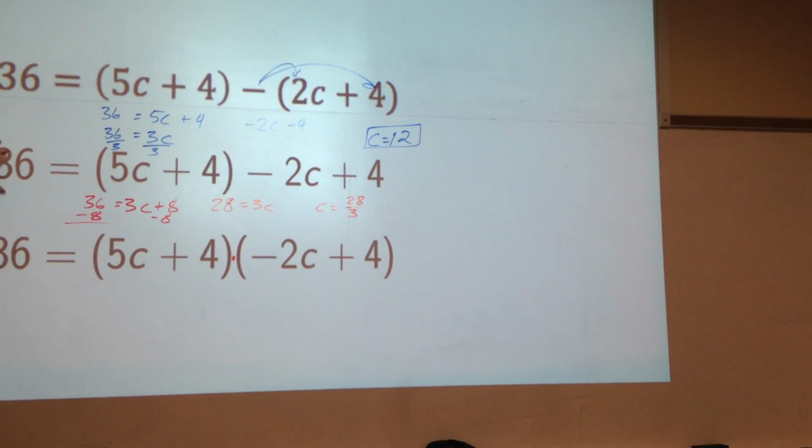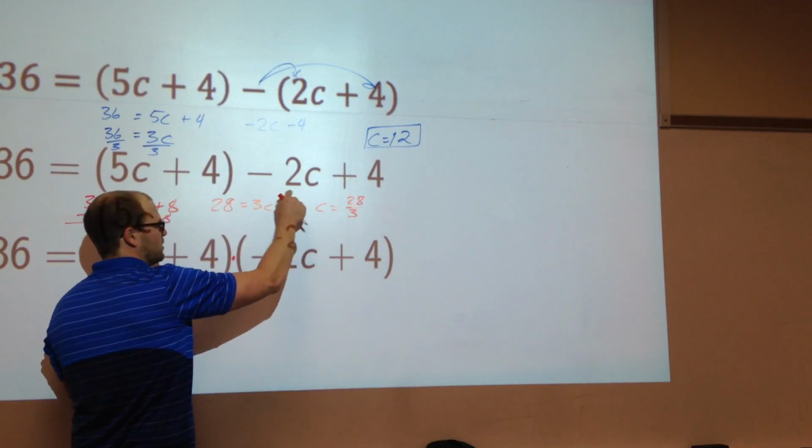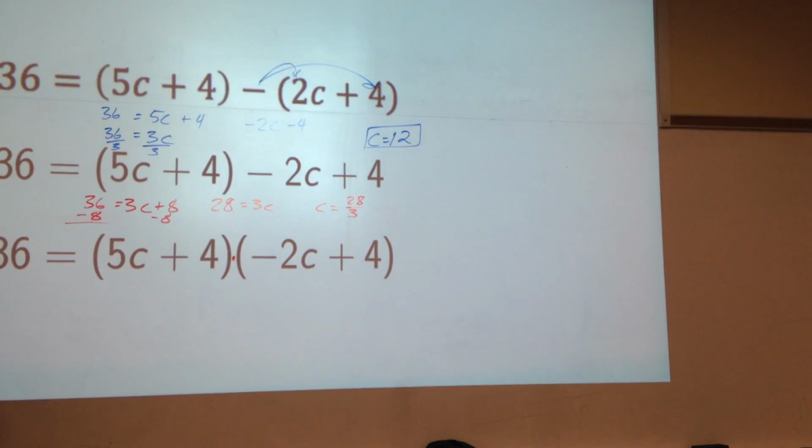28 over 3. The biggest thing, are these the same thing? No. This one you're subtracting the entire binomial. This one you're just subtracting the 2c. The bottom one, this is a quadratic. We have not talked about this yet.